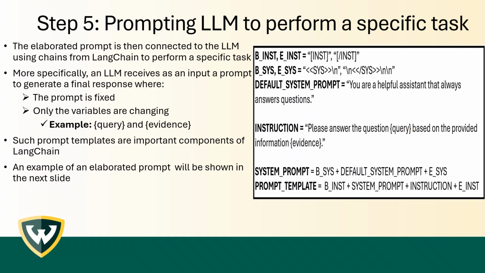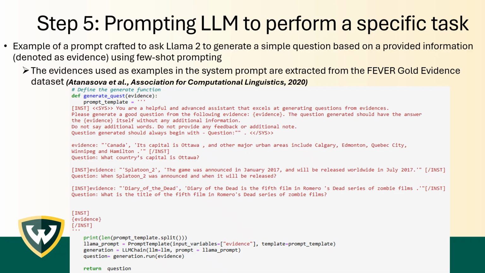Here we show an example of a prompt crafted to ask Llama2 to generate a simple question based on the provided information, denoted as evidence, using few-shot prompting, where in addition to the system prompt and corresponding instructions, we provided examples in order to teach Llama2 how to generate a simple question based on the provided information. In this case, the evidences used as examples in the system prompt are extracted from the Fever Gold evidence dataset.